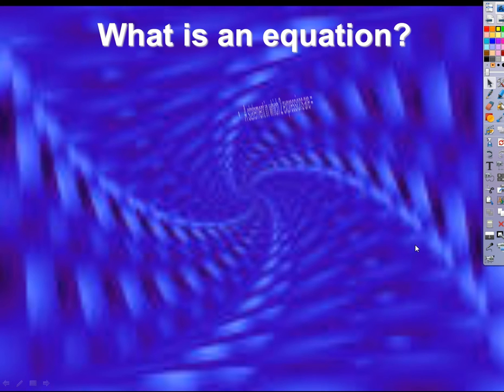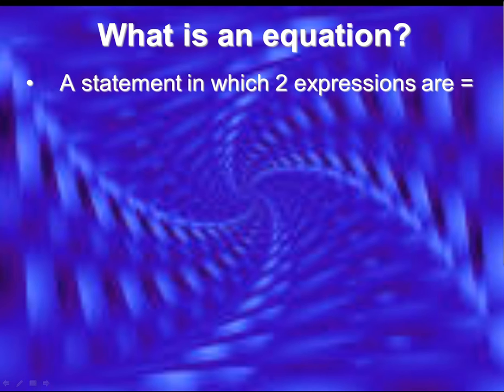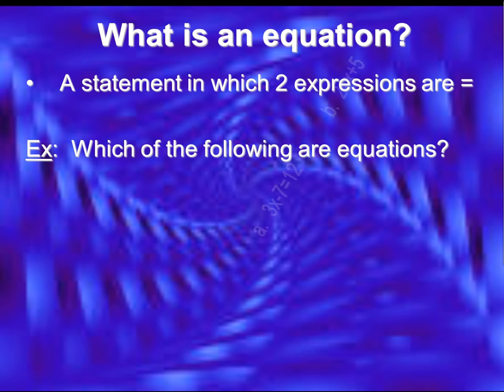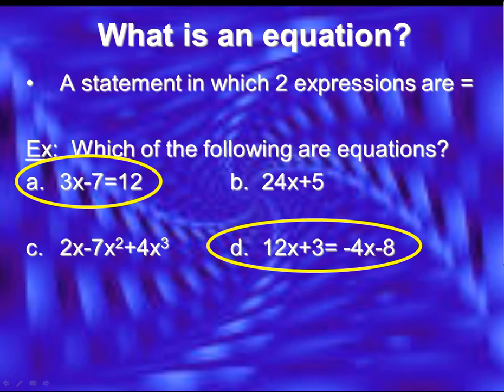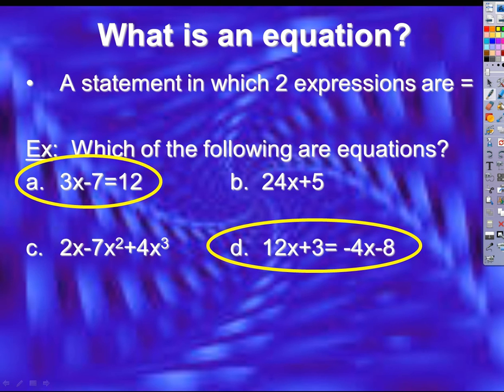Let's start off at the very beginning here. What's an equation? Well, an equation is just a statement in which two expressions are set equal to each other. Nothing more, nothing less. So out of those four examples up there, which of them are equations? A and D. Right? No big deal. We can see equal signs in both of those. So A and D. Now, do you see any, what are the other two called? Expressions. Yeah. These are expressions.